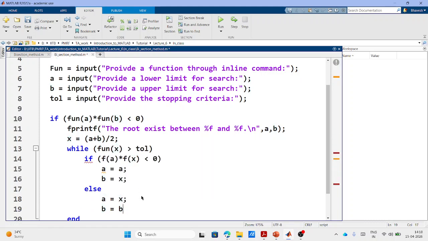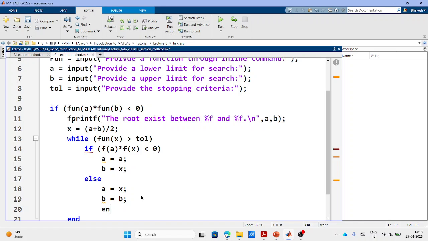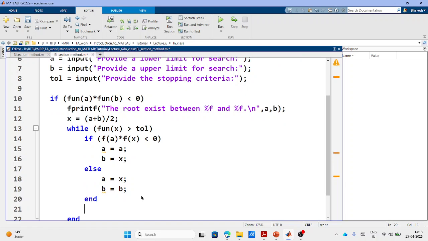You don't have to put this line, I'm just putting it so that you understand it, right? And once you do that, you have updated a and b. Then you also update x, which becomes a plus b by 2. Once it has reached the end of the loop, it will check again the value of x, whether it's greater than the tolerance or not. If it's greater than the tolerance, then it will run the loop again. If it's not, then it will stop, right?